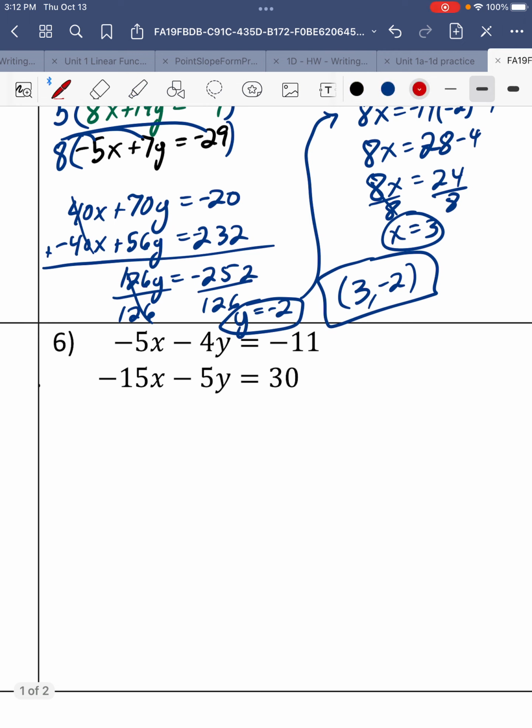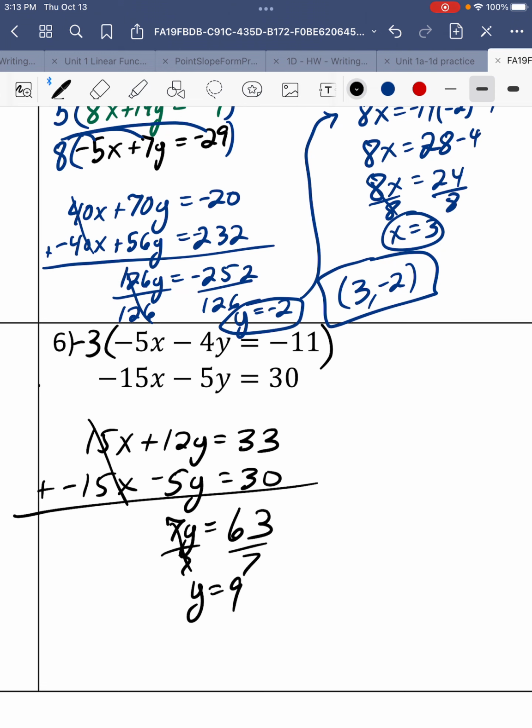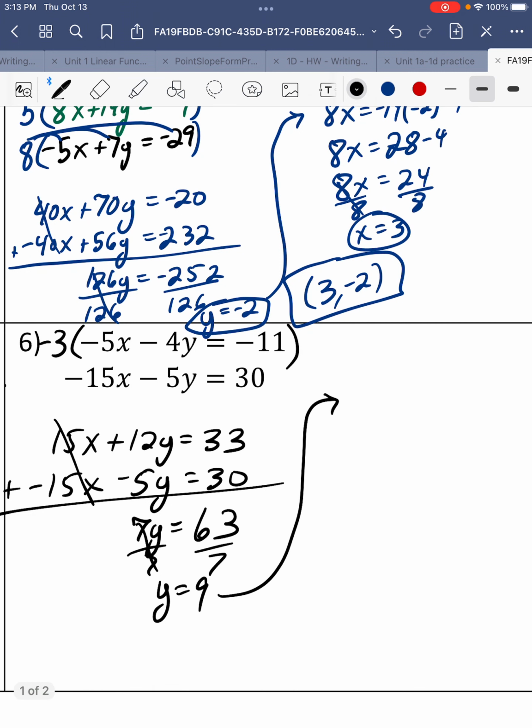Moving on to number 6. I'm going to eliminate the x's, multiply by negative 3. Add vertically, you get 12y plus negative 5y is 7y. 33 plus 30 is 63. Y is going to equal 9. Let's take that and let's move.